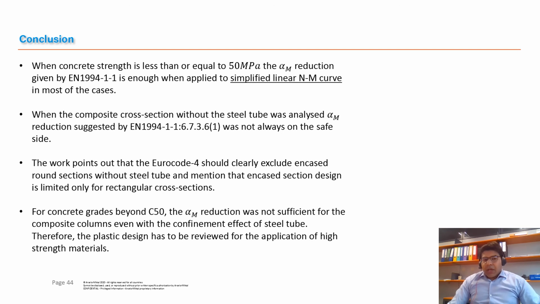And finally, for concrete grades beyond C50, the alpha M reduction was not sufficient for composite columns, even with the confinement effect of the steel tube, so alpha CC value taken as 1. The plastic design has to be reviewed for the application of high strength material.